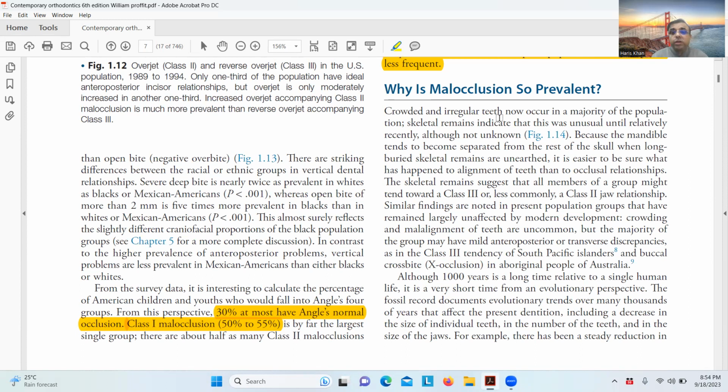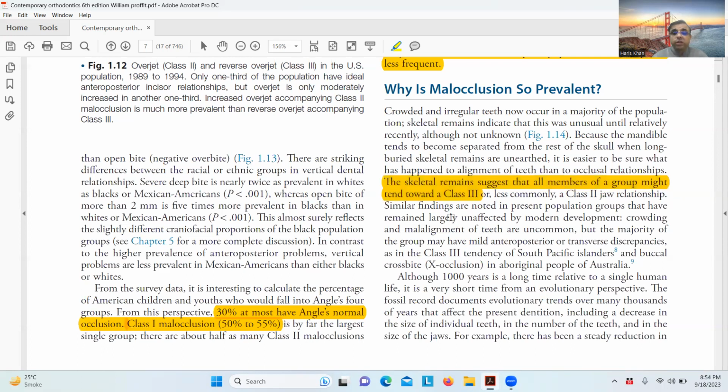Okay. Crowding and irregularity are now found in a majority of the people because the mandible tends to become separate from the rest of the skull when the long bite remains unerupted. It is easier to show what happened, the alignment of teeth and the relationship. The skeletal remains suggested that all members of a group might tend toward a class 3 or, less commonly, class 2 jaw relationship, right?